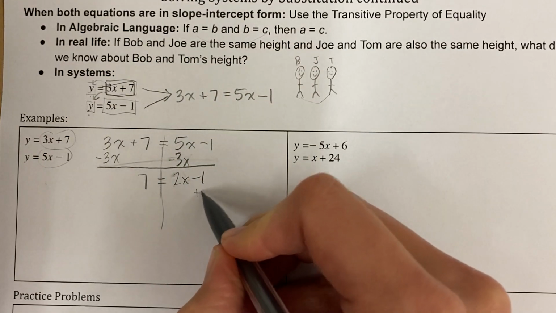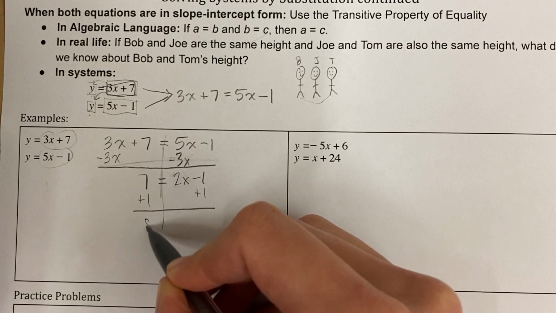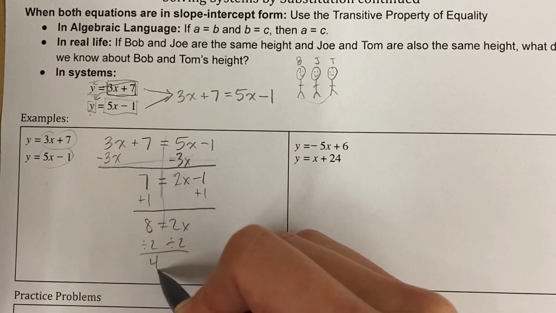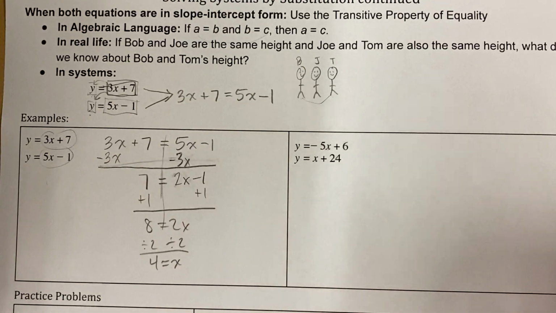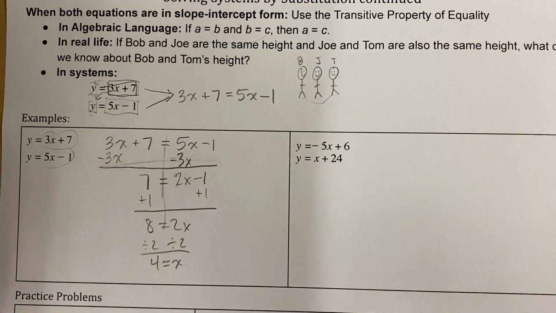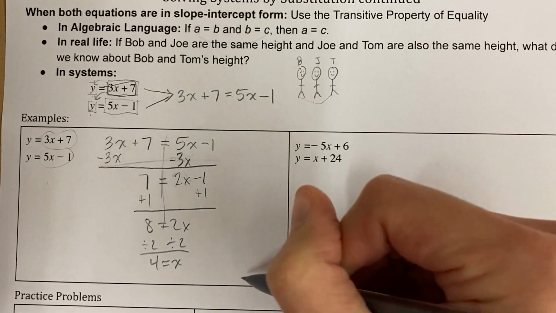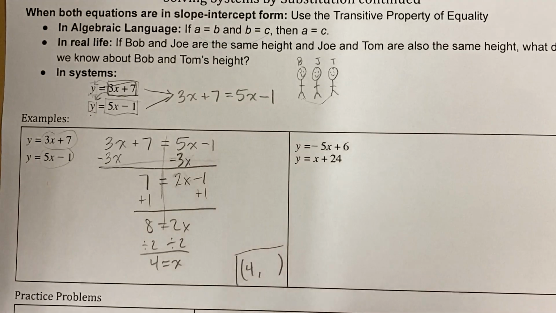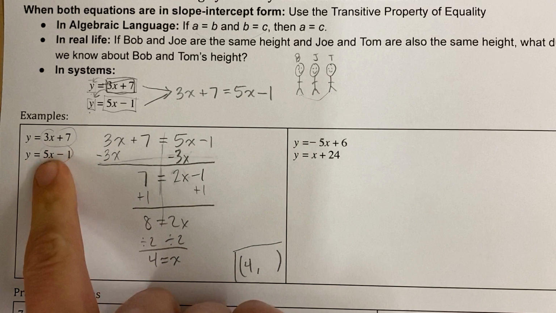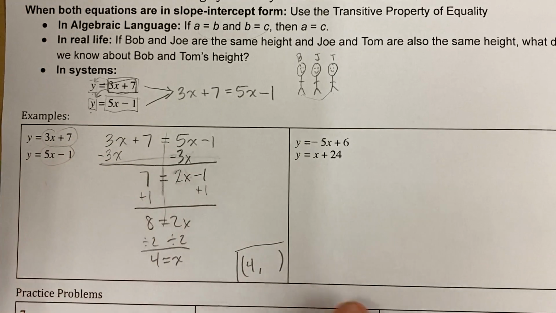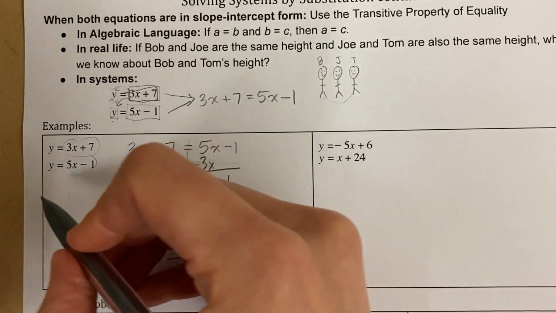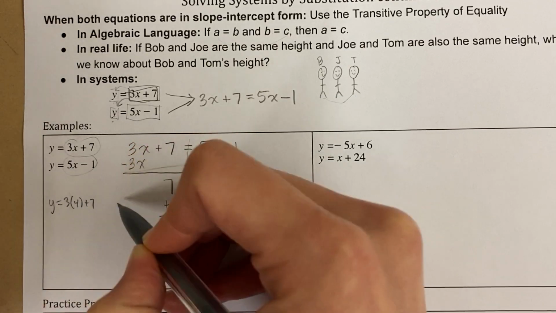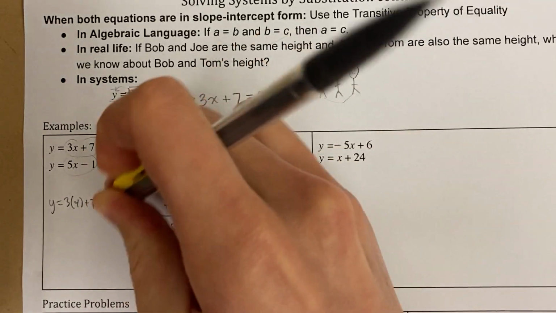I'm going to get x by itself by adding 1 to both sides. And I'm going to divide by 2. And I get 4 equals x. Okay, now, as always, for a system, I don't want to just have an x value, right? I need to have an x and a y value. So I'm not done. I'm going to plug this 4 back in order to find the y. Now, you could just plug it into one equation, but it's so quick that it just makes sense to plug it into both because it's like magically checking your answer as well.